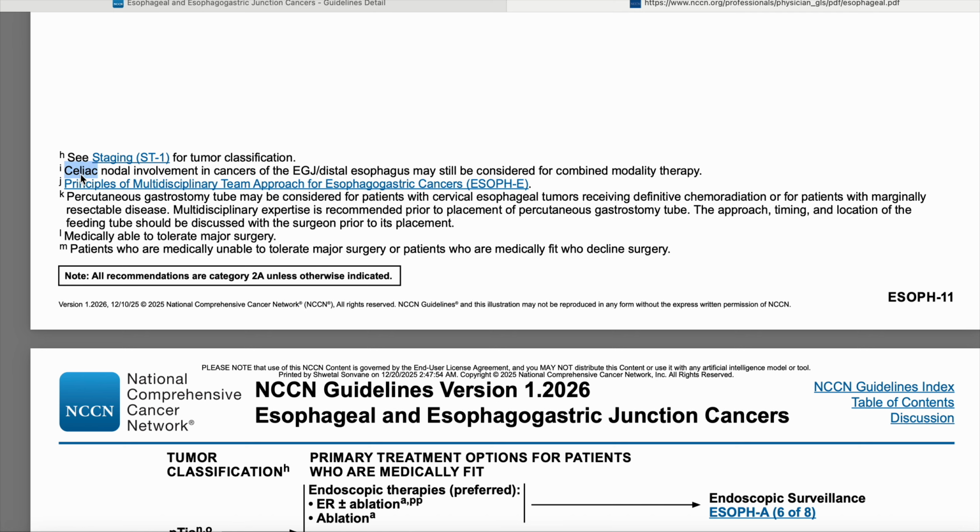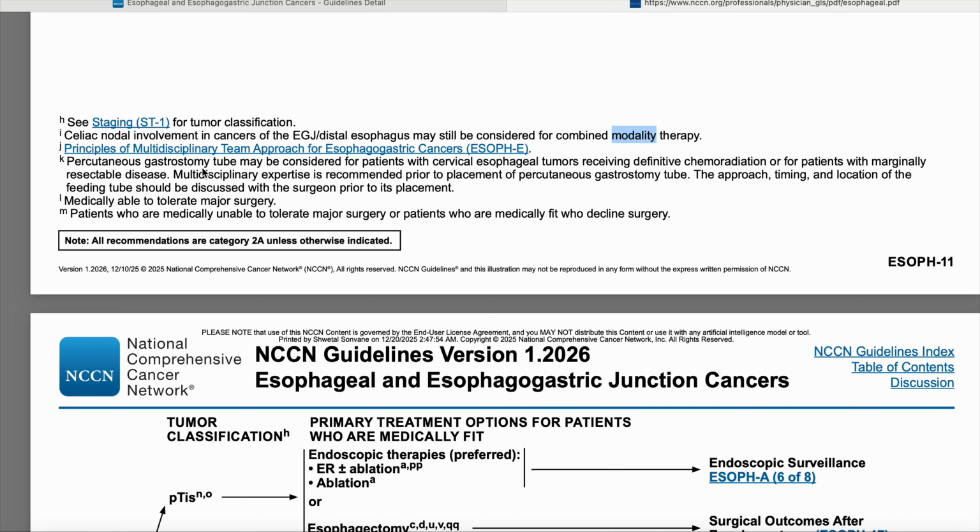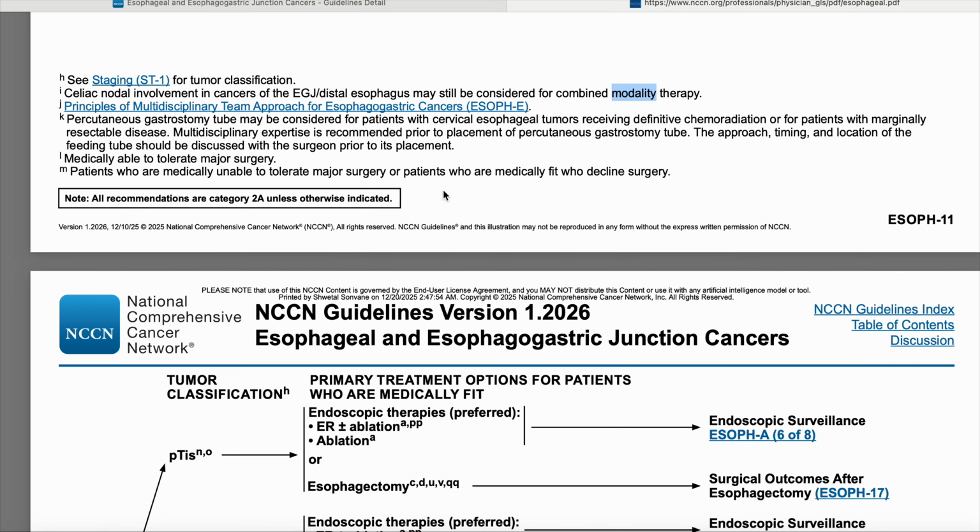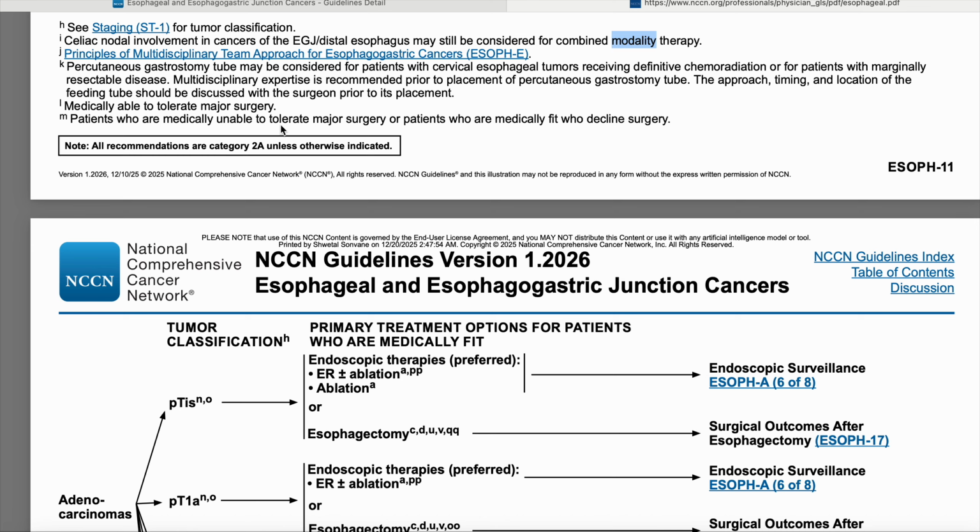Celiac nodal involvement in cancer of the GE junction or distal esophagus may still be considered for combined modality therapy. So this is an important point. Percutaneous gastrostomy tube may be considered for patients with cervical esophageal tumor receiving definitive chemoradiation or patients with marginally resectable disease. Multidisciplinary expertise is recommended prior to placement of a percutaneous gastrostomy tube. The timing and location of the feeding tube should be discussed with the surgeon prior to its placement. This applies to patients who are medically unable to tolerate major surgery.